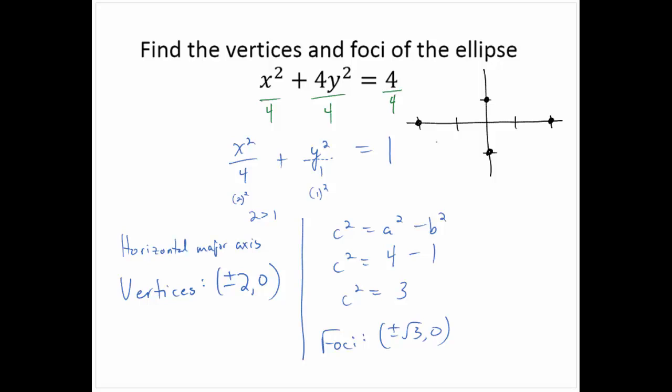The foci are at plus or minus root 3, and root 3 is about 1.7, so for the foci, I'll use open points because the curve does not pass through those points. And so we get a shape that looks something like this. So there's the graph of x squared plus 4y squared equals 4.